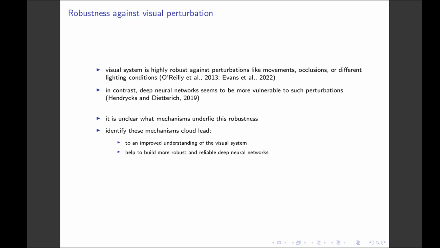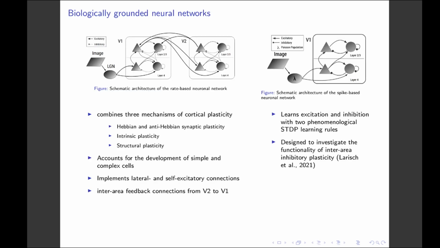Still, it is unclear what mechanisms create this robustness in the visual system, but the identification of these mechanisms could help to improve our understanding of the visual system and also to help to build more robust and reliable deep neural networks. Here, more biologically grounded models can help to identify these mechanisms. Here you can see two of them. On the left side, a rate-based neural network, and on the right side, a spike-based neural network.